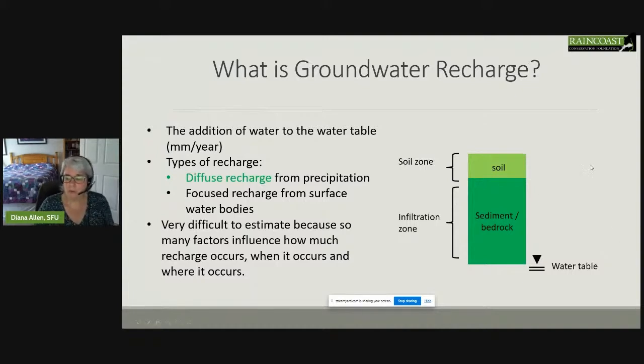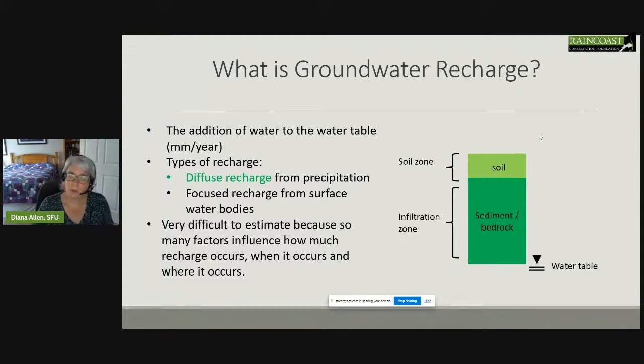So just in terms of the process, we have above the water table, so I'm showing the water table at the bottom of this column here, there's a soil zone sitting at the top that on the Gulf Islands is roughly a meter or so thick. And then underlying that, there would be sediment, or in the case of the Gulf Islands, Sunshine Coast bedrock.